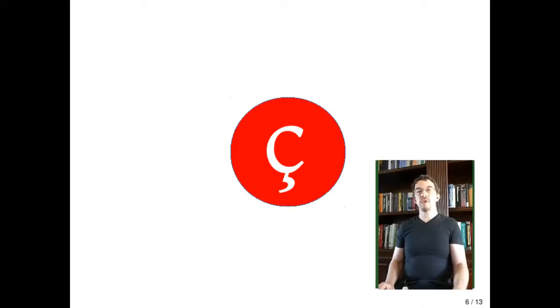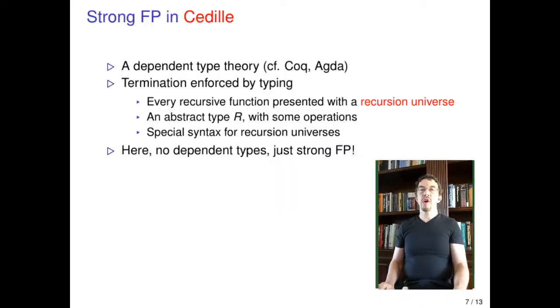And we're using our language Cedille for this. And so strong functional programming in Cedille. Cedille is a dependent type theory, kind of like Coq or Agda. And termination of programs is enforced by typing. But here, Cedille has some particularities that make it a bit different from Coq and Agda, and one of them is how termination is handled.